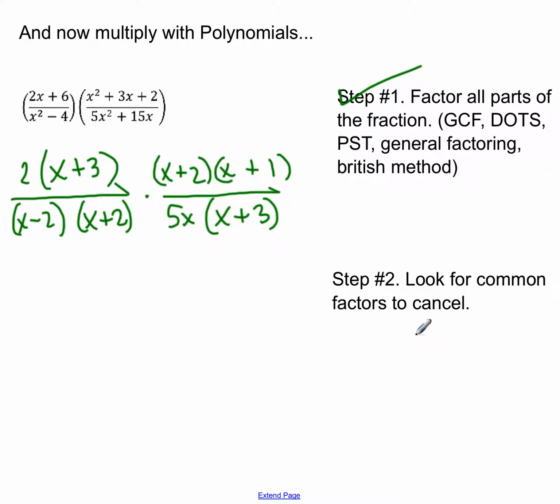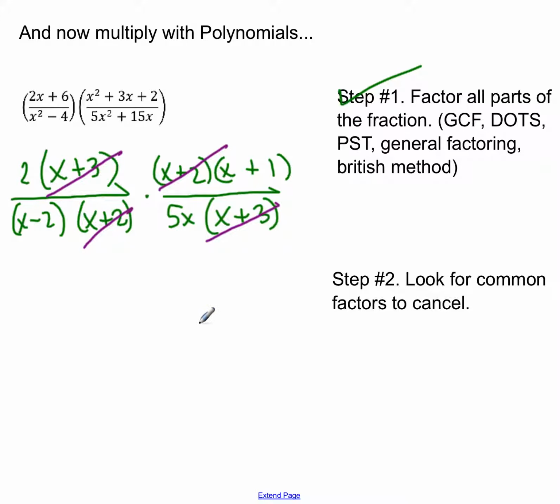So now step 2, look for common factors to cancel. All right, so I see x plus 3 here, an x plus 3 here, and those cancel. I see an x plus 2 here and an x plus 2 here, and that can cancel. Only top to bottom. It can be in the same fraction, but it has to be on the top and on the bottom.